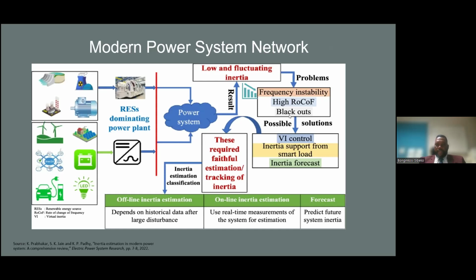Then the possible solutions are inertia support from smart load, inertia forecast, and VI control. What we've done is offline inertia estimation, and we depended highly on historical data after past disturbances. What we're doing now is developing an online inertia monitoring tool. Then in future, we want to predict online what is going to be happening.